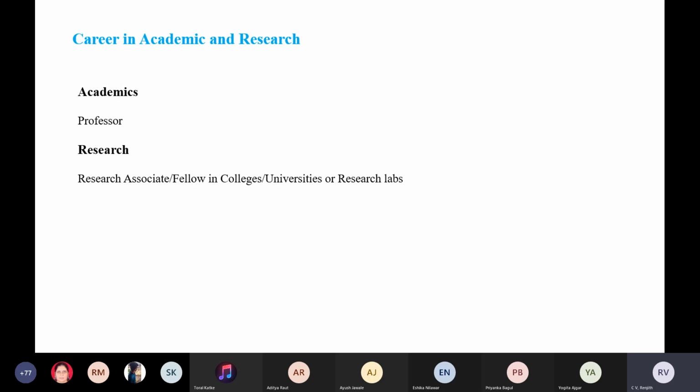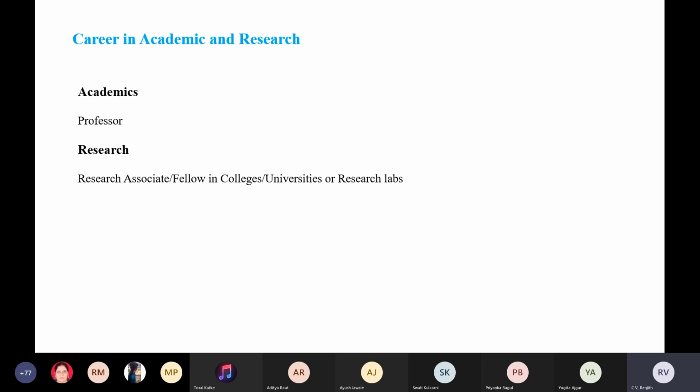If you are interested in teaching, you need to do ME. That's the minimum qualification you need to get a job in an engineering college as assistant professor. And nowadays, a lot of universities, colleges, or research labs are offering roles like project associate or research associate, etc. These are really good roles where you get good exposure in various domains, and that is highly beneficial if you want to work in a product company.